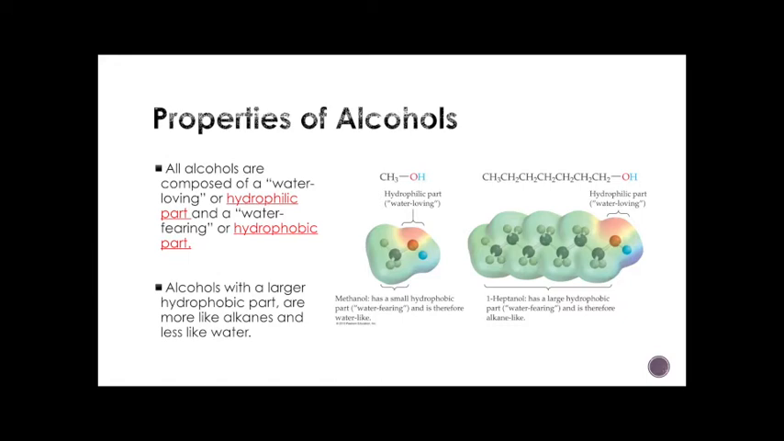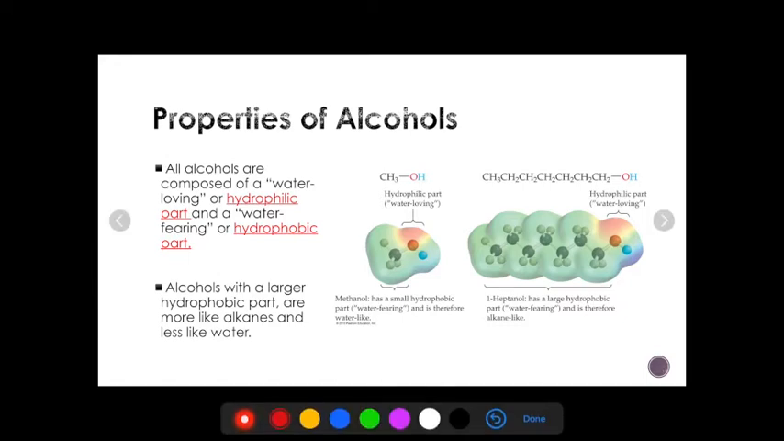So we'll look at this big one here. This is the OH group right here. That's more closely related to water. It's polar, so it'll bond with water. But this other part, the carbon chain, is more closely related to alkanes because it's nonpolar. So that's why we call it hydrophilic, or water-loving, and the hydrophobic, or water-fearing, portions of the alcohol.